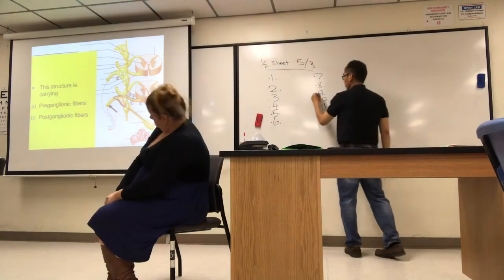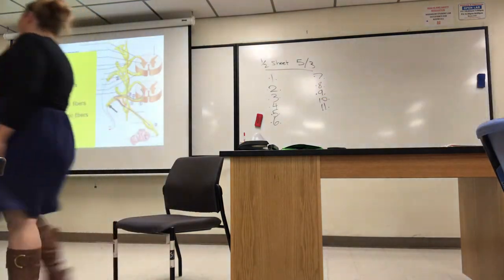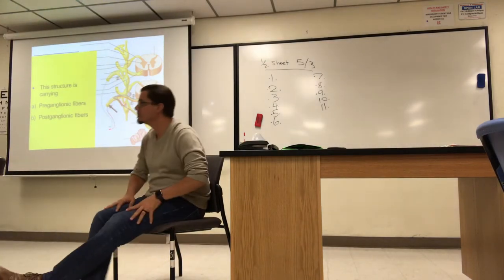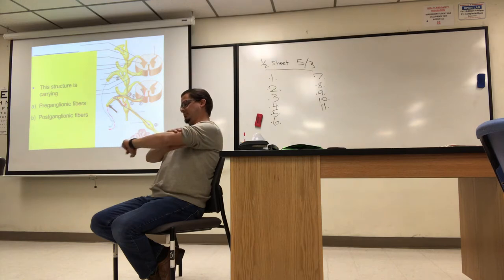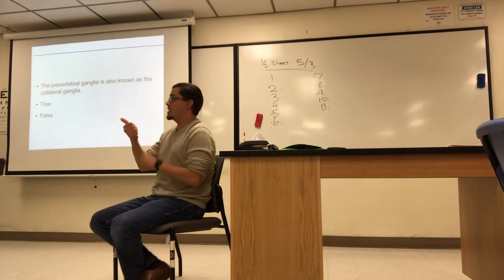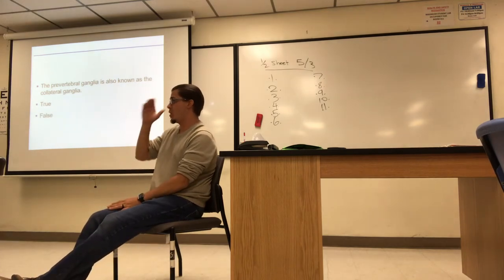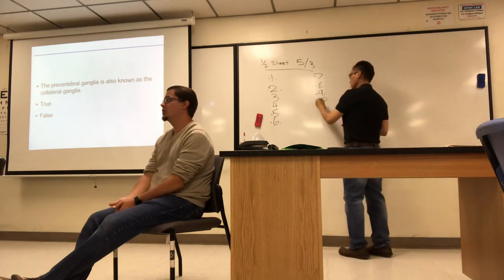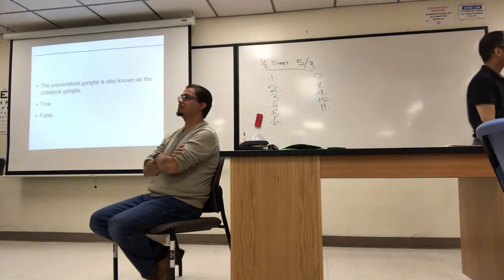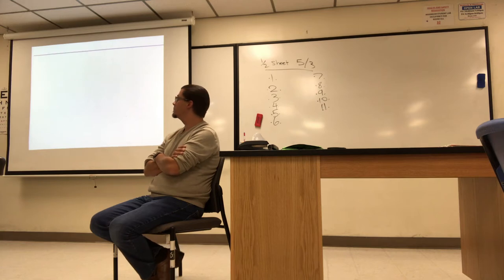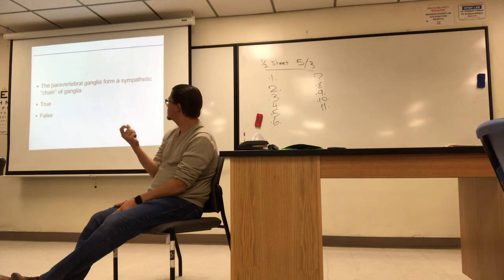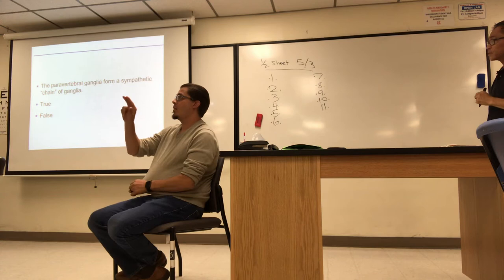Number nine. The next two are true false. Put this for number 10. The prevertebral ganglion is also known as the collateral ganglion. True or false? And lastly, number 11. The paravertebral ganglia form a sympathetic chain of ganglia. That's for number 11.